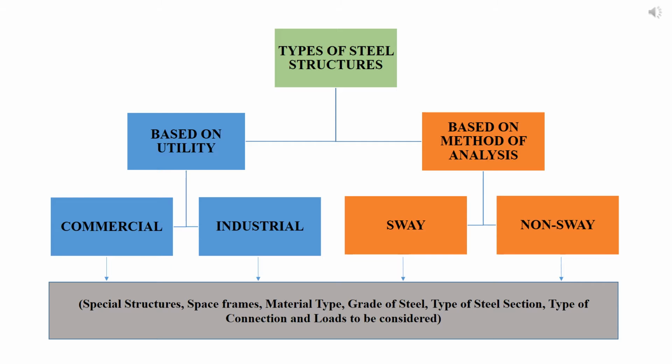In this, the analysis types are always linked with utilities because commercial buildings and industrial buildings both will have sway and non-sway frames. Also, some special structures like space frames will be involved, which are also known as 3D trusses. And about that, I will explain separately in upcoming videos. In all these structure types, the common things are material type, grade of steel, type of steel section, type of connection, and loads to be considered. These common things will play a major role in all types of steel structures because they depend upon design and project requirement.